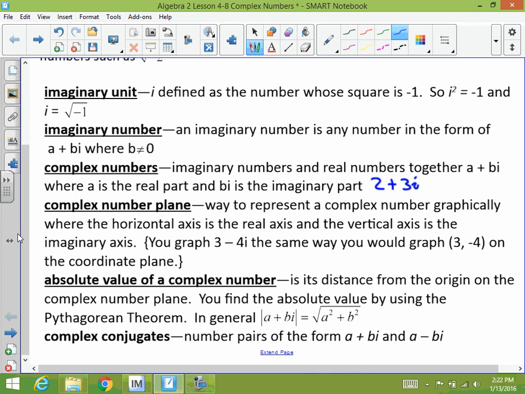Complex conjugates are number pairs in the form of a plus bi and a minus bi. Now, this is a lot of vocabulary thrown at you at once, but we're going to go over most of this as we go through the lesson.